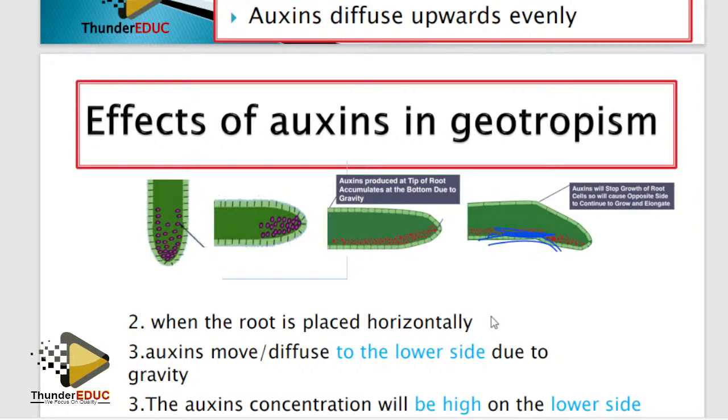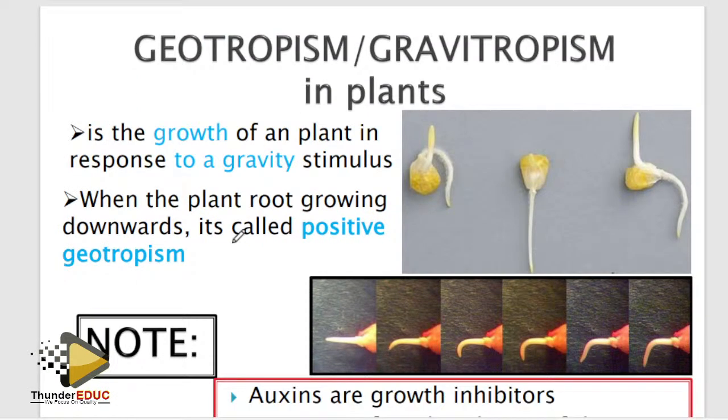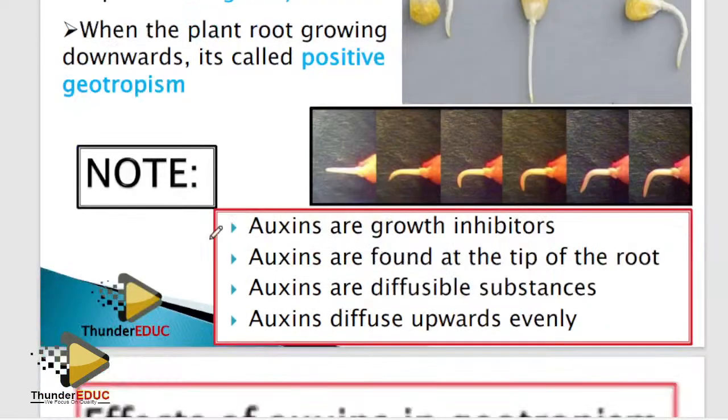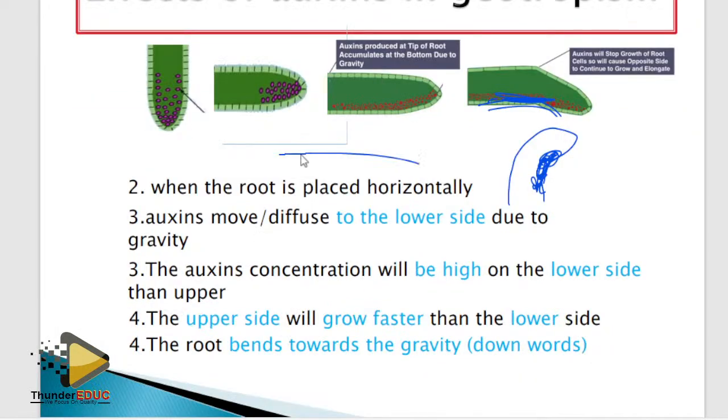So if I bring something like this and say that there's too much auxin here, and ask you, is this a shoot or a root? It's a root. Why? Because the high concentration of auxin is growing slower, so it means that it's a root. You understand? So please identify that, and know this for root and the shoot.